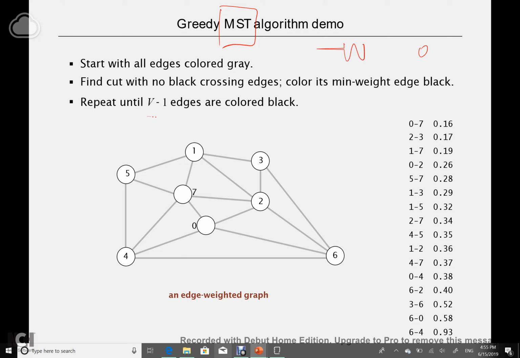Repeat until n-1 edges are colored black. We are given an n node graph. The spanning tree should cover every vertex. Since there's no cycle, the total number of edges should be n-1, right? So this is the reason we repeat until n-1 edges. Initially, all of these are gray.